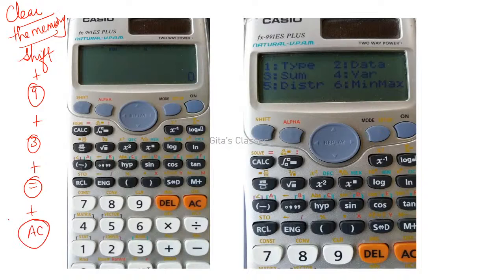All of you have cleared the calculator, that is, cleared the memory. Please clear the memory. Otherwise, if something is stored inside, your values may go wrong. If the calculator takes some value from the memory, then your answers may go wrong.